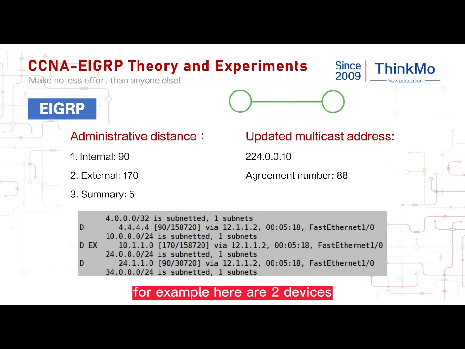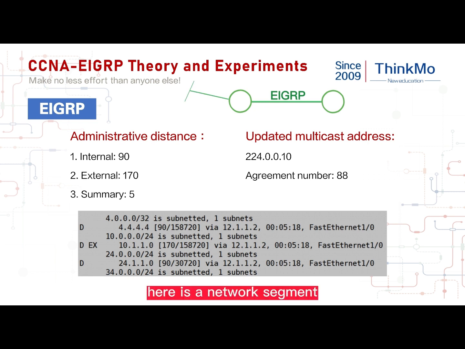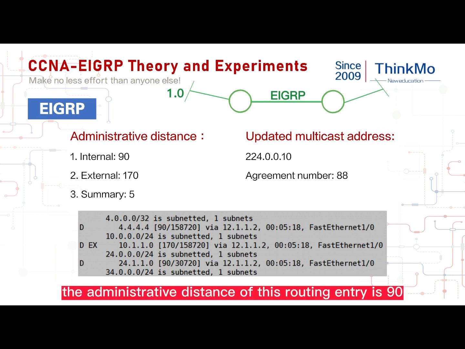For example, here are two devices, both running EIGRP. Then the internal administrative distance is 90. Here is a network segment, and there is also a network segment here. Suppose this is the 1.0 network segment. The right device learned 1.0 from the left device. In its routing table, the administrative distance of this routing entry is 90.